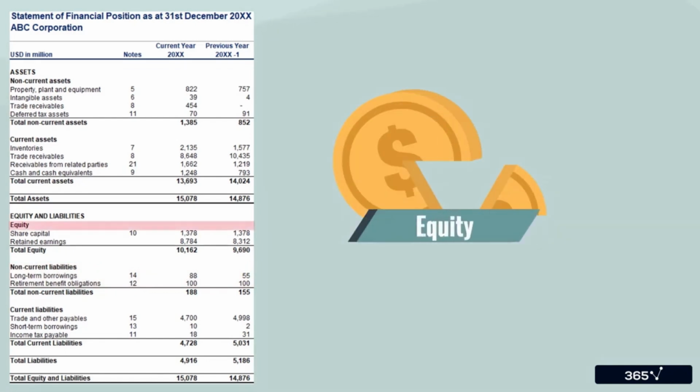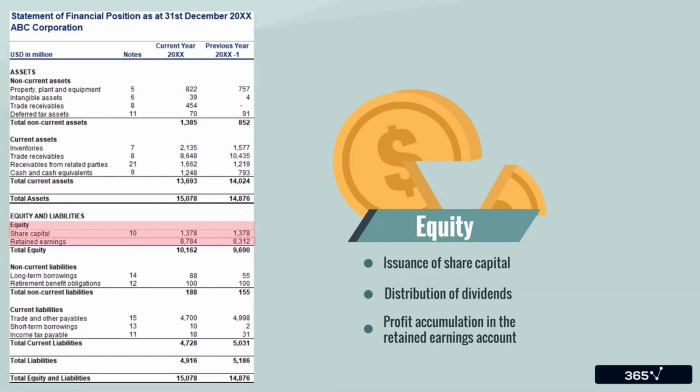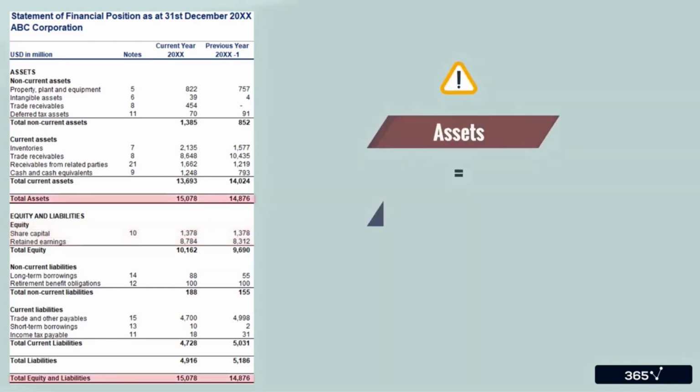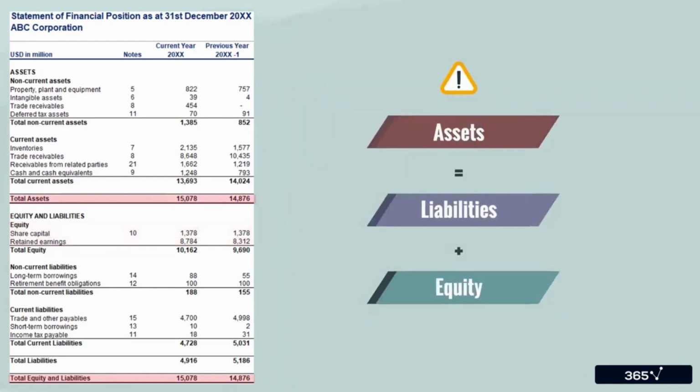It is affected by all the transactions with shareholders, such as the issuance of share capital, distribution of dividends, or profit accumulation in the retained earnings account. More on that later in the course. Excellent. Don't forget that the sum of total equity and liabilities should always reconcile to total assets. This stands not only for a firm's historical balance sheet, but also for its predicted statement of financial position.